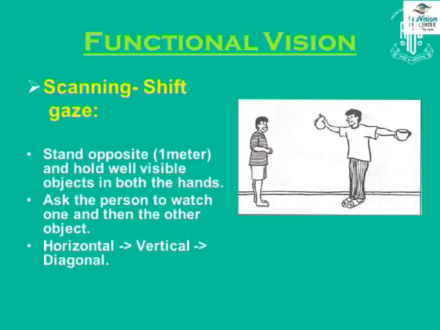Then scanning is shifting of gaze: take 2 different things and ask the child to look at red color, look at blue. If the child is able to shift, then okay, this is functional vision of grade 3, where they are able to do it. Then you do it with small objects, from big to small objects, and see where the problem is happening. If they are able to recognize big objects, then do it with the smaller objects.